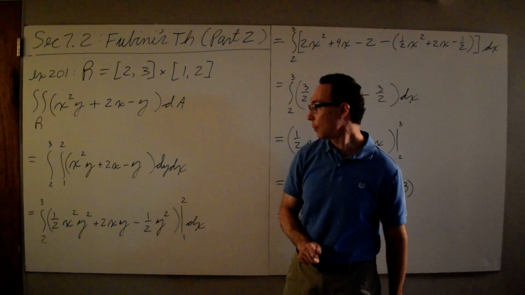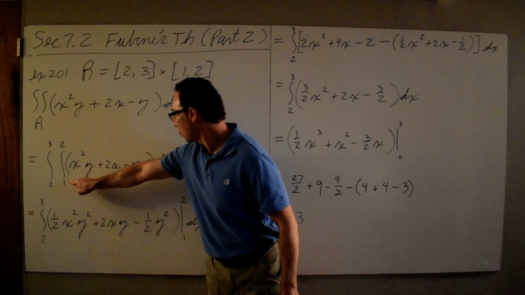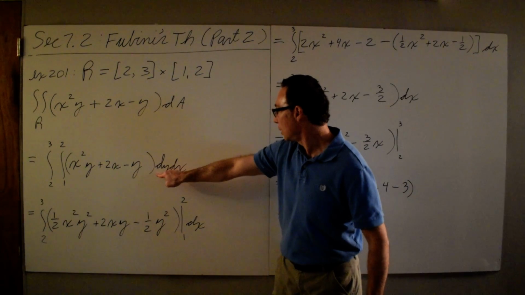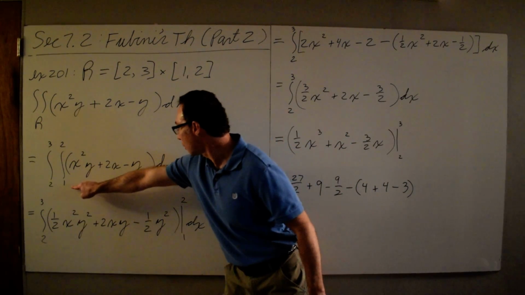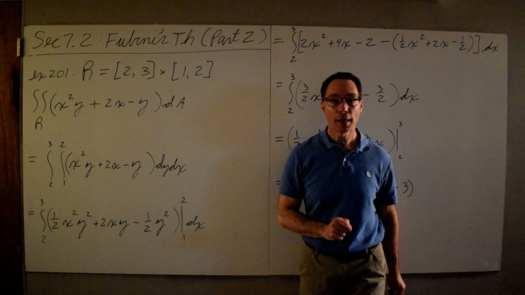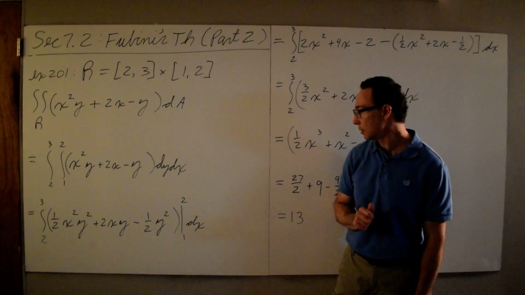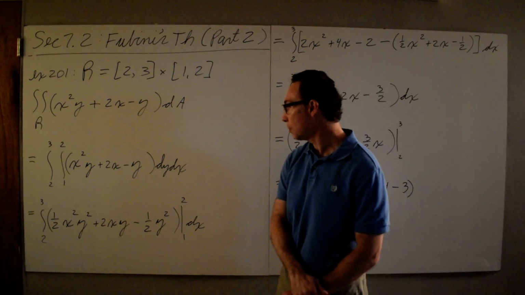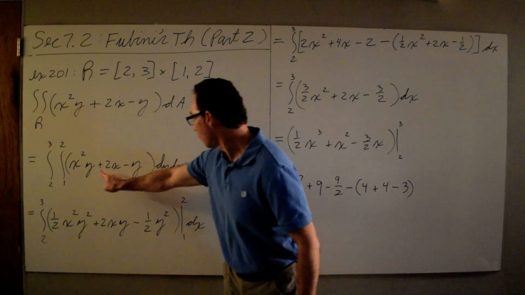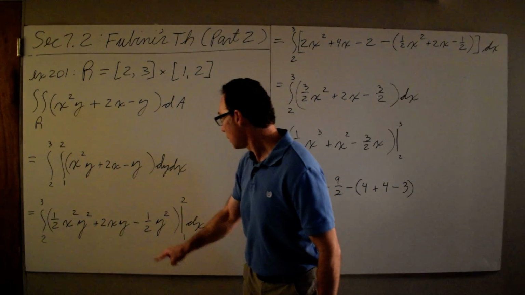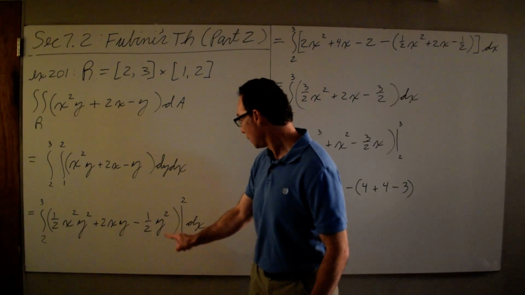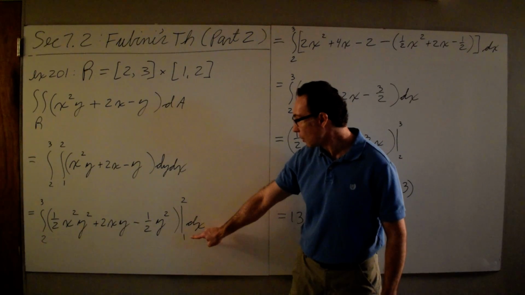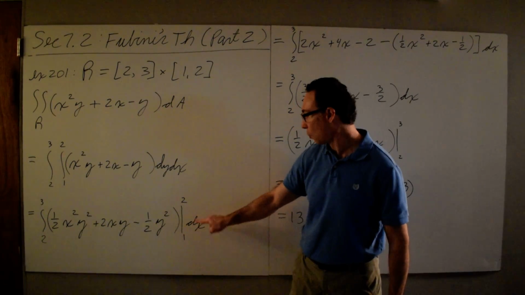So if we're going to integrate with respect to y first, we put the y limits of integration on the inside, we put the dy on the inside. So we're going to integrate with respect to y first. That means we pretend x is a constant and y is a variable. So we find an antiderivative with respect to y. So we have 1/2 y squared, we have our 2xy, and we have negative 1/2 y squared. Our y limits of integration are 1 to 2.